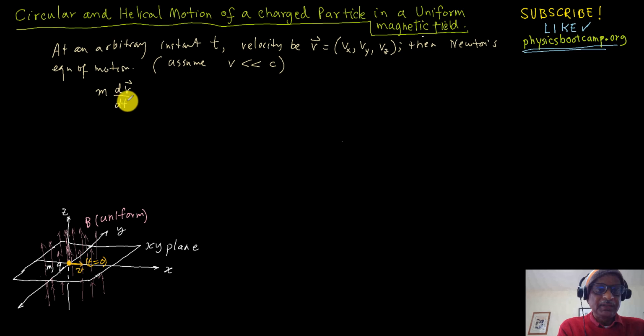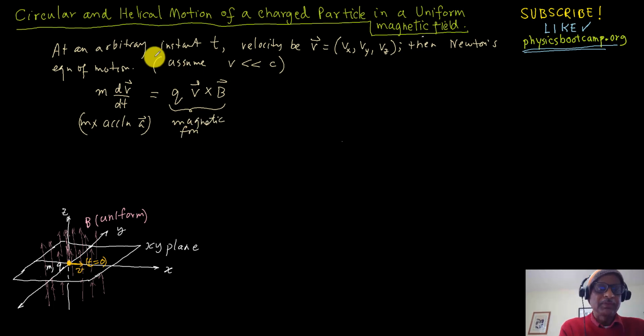So what you're going to get is m dv/dt. This is the acceleration, mass times acceleration, that's what that is, equal to charge q, v cross B. So this is the magnetic force. This is at arbitrary time. I don't know, it's going to come off the plane or something like that, but I only know at t equal to 0.